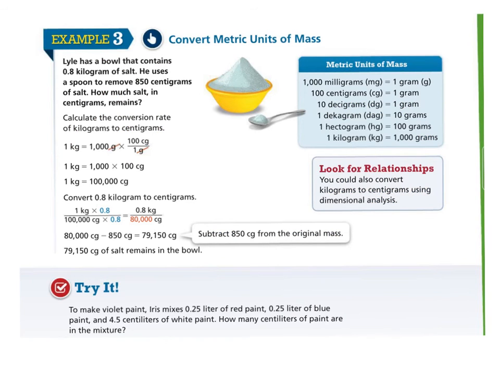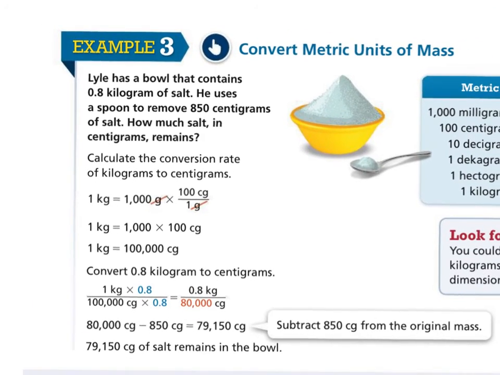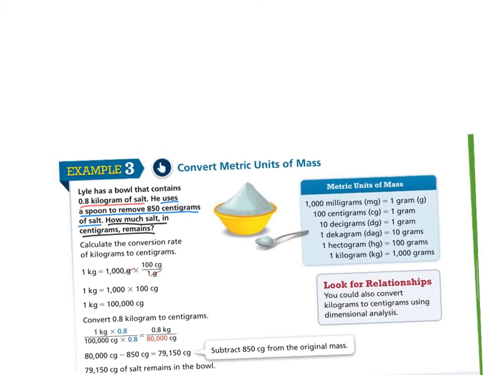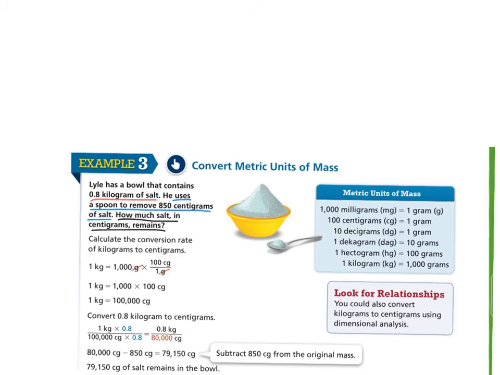Look at example 3. Lyle has a bowl that contains 0.8 kilograms of salt. He uses a spoon to remove 850 centigrams of salt. So how much salt in centigrams remains? Okay, so centigrams, they tell you over to the side here, conversion with centigrams and grams. The problem with that is they told us kilograms.